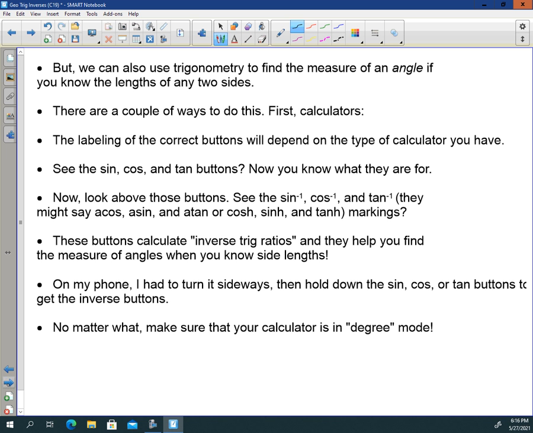Again, on my phone, I had to turn it sideways, and then I had to hold down the sin, cos, or tan buttons to get those inverse buttons, but it's on my phone as well. No matter what, though, your calculator has to be in degree mode, just like with regular trig.